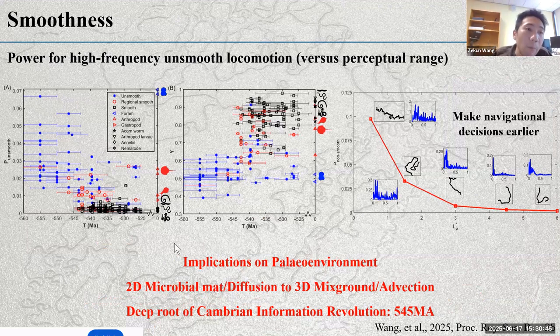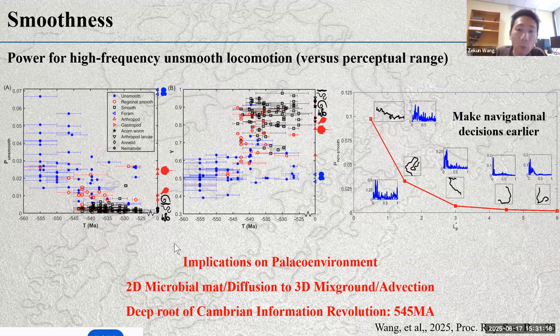Then we can take a look at the power used for high frequency unsmooth locomotion. As you can see, this power for unsmooth locomotion is very high for trace fossils statistically before 545 million years ago. It means they are very unsmooth, and they become more and more smooth through time. It means they have higher locomotory fluency, behavioral fluency, and also probably a slender body.